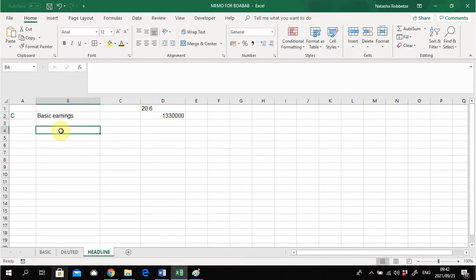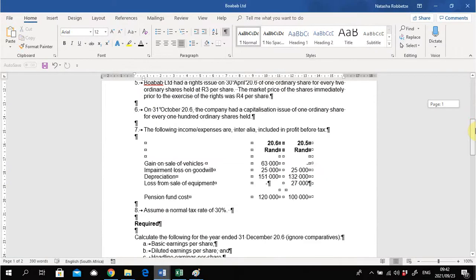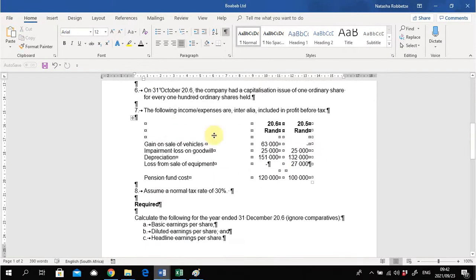1,330,000. Now we need to go and adapt it according to the note, where there are certain items that need to be included and excluded from the profit. So the gain on vehicles and the impairment loss should form part of this calculation. The depreciation not. The loss on sale should, but it doesn't apply to the year that we have to calculate for. And then the pension fund should again be ignored.